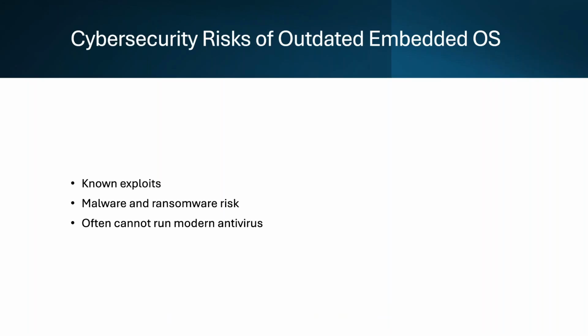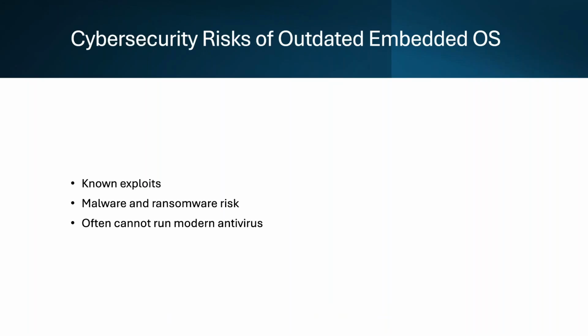Cybersecurity risks of outdated embedded operating systems. Outdated embedded operating systems are a significant cybersecurity concern. They can be exploited by malware or ransomware, which may compromise device integrity or network security. Once malware gains access to one device, it can potentially spread across the network to other systems. Many legacy devices cannot run modern antivirus software. The operating system may be too old to support current security tools, or the device manufacturer may prohibit installing third-party software because it could interfere with device function or void regulatory clearance.